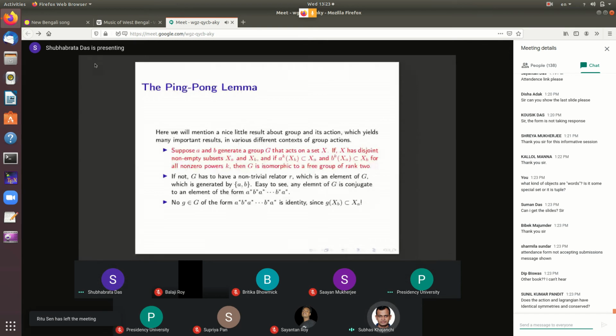So another question, Manavendra Giri: what kind of objects are words? What kind of objects are words?